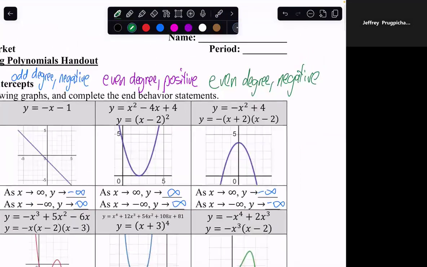Okay, and just to be clear, when we say negative, we're only talking about the leading coefficient, the number in front, the biggest term, right? So we ignore the plus 4. We're looking for whether that highest exponent is positive or negative.